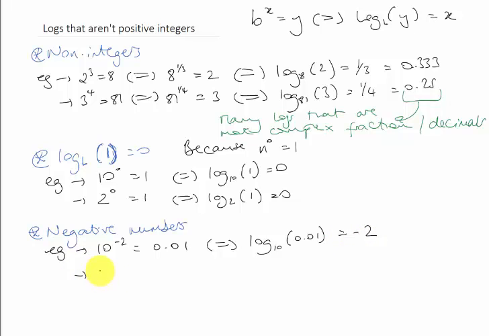Or for example, 2 to the power minus 3 is equal to 1 over 2 to the power 3 is equal to 1/8, or 0.125. All these are the same, so that's the same as saying that the log in base 2 of 0.125 is equal to minus 3. Okay, so this number here that's inside, you can't take a logarithm of a negative number, but the logarithm itself can be a negative number. So the y in our story here cannot be negative, but x can.